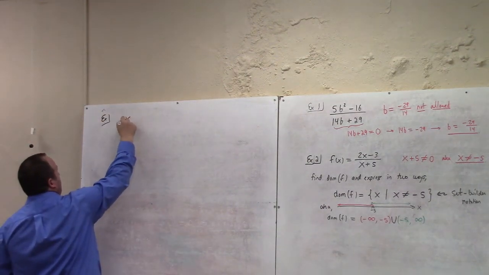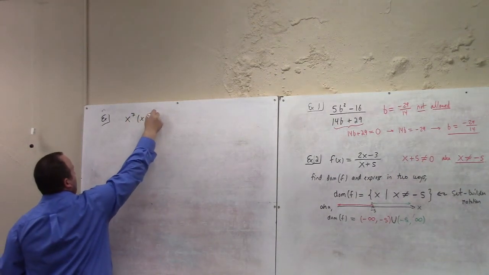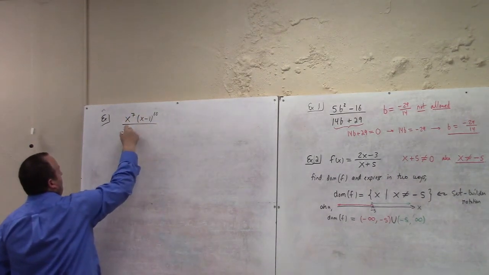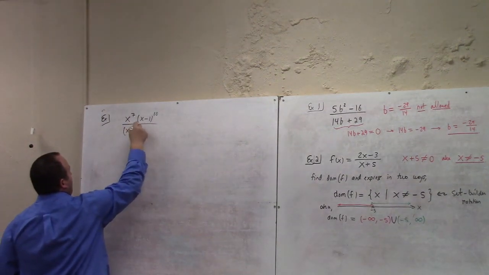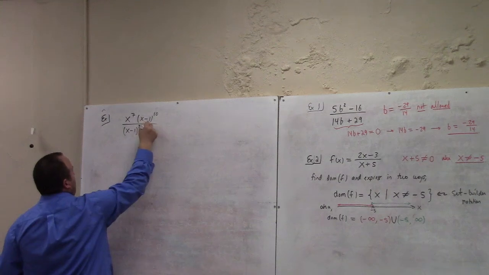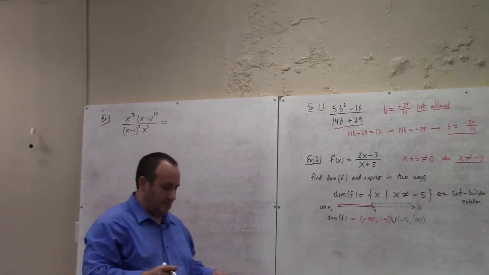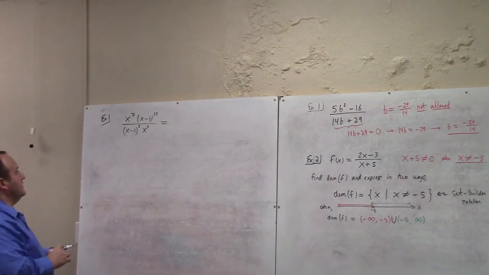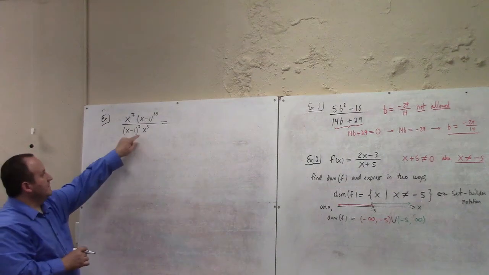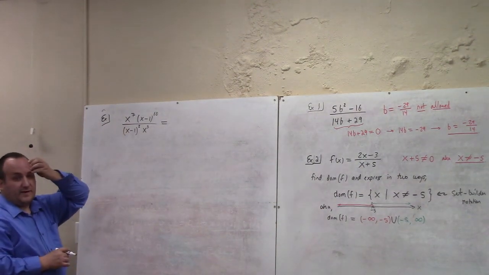Something like x to the 7th times (x minus 1) to the 10th over (x minus 1) squared times x cubed. Simplify this. The way you do this is basically look for common factors, right? Here there's a common factor of what?